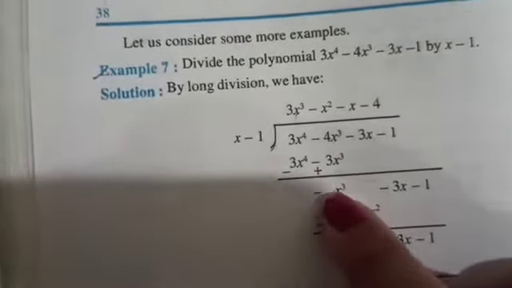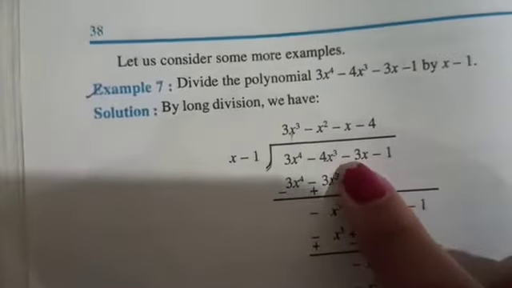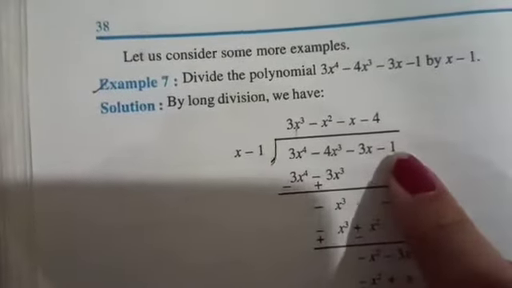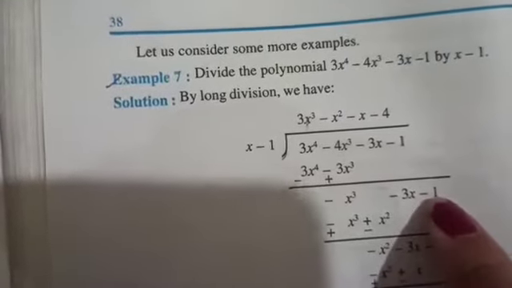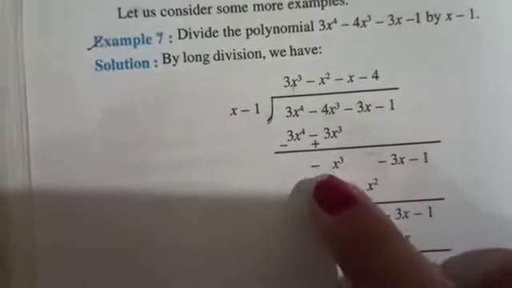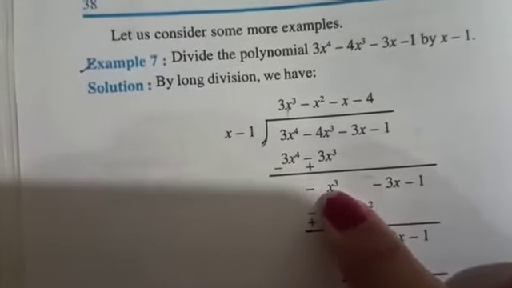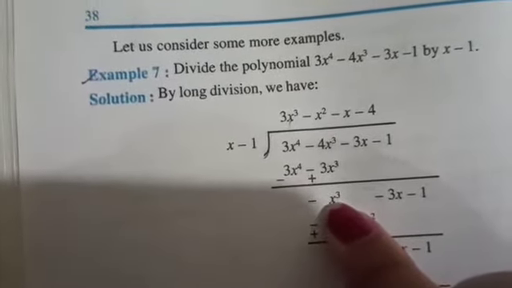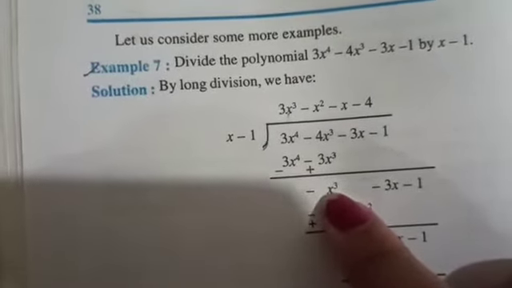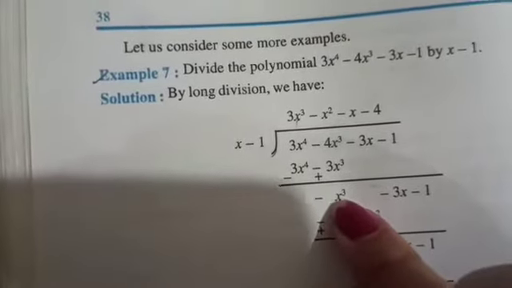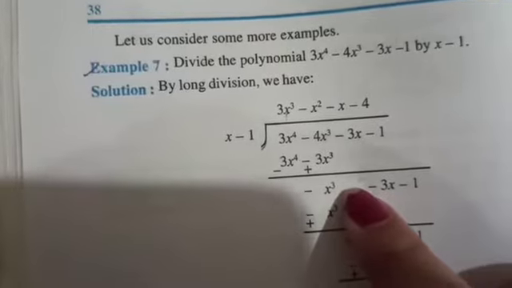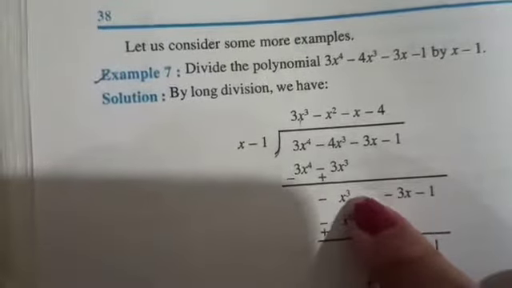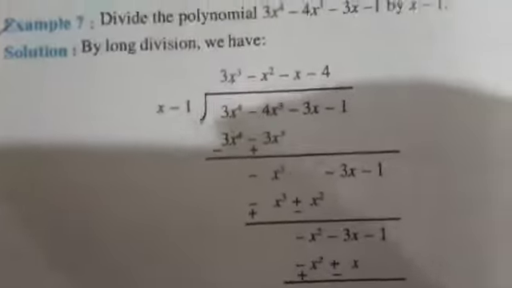Now, the other terms of the dividend you write as they are: minus 3x and minus 1. Now see what we have. We have a term x cube with power 3 in the dividend, but we don't have any term with x square in the dividend, so we will leave space for that. Then what will we do?